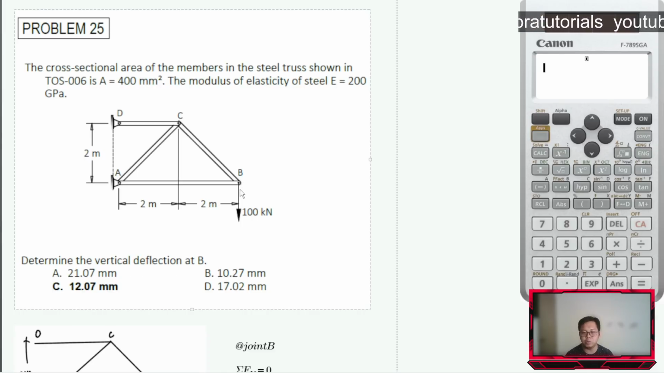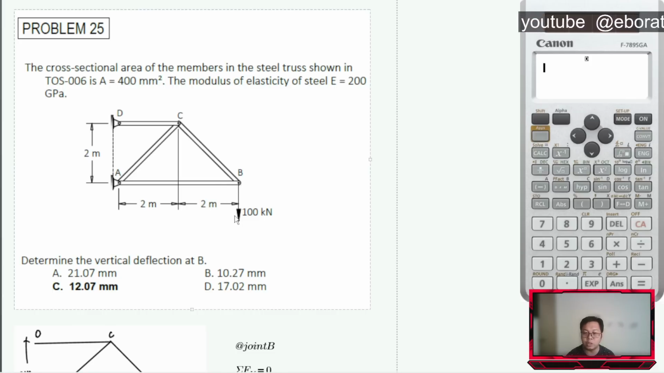So again, we'll be using virtual work dito ha. So madali lang, you have an actual truss, and then you also have a virtual truss. And then the load in the virtual truss is equal to a unit load. Ilalagyan natin ng unit load yung virtual truss. Same with the assumed deflection natin. For example, dito, I think we can assume na ang deflection ng B is downward.